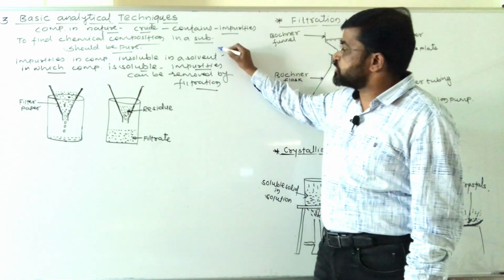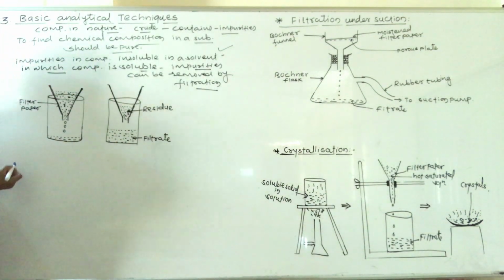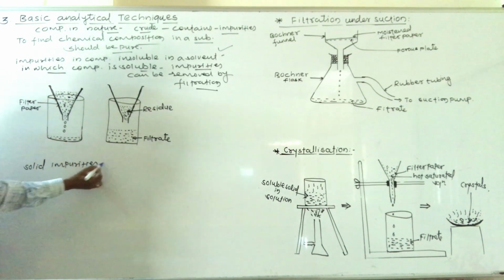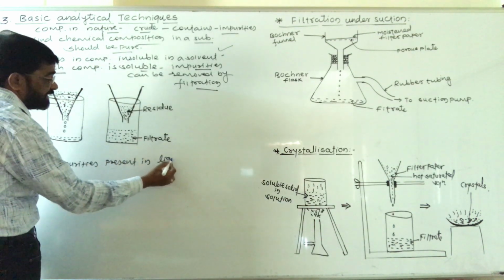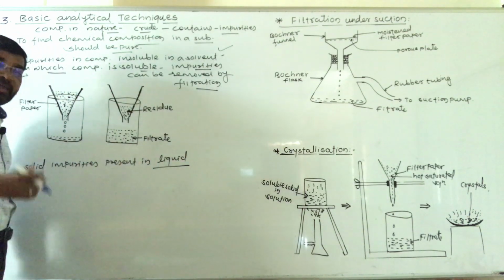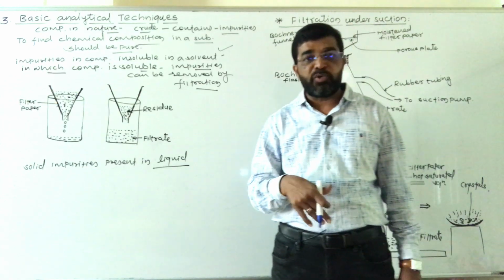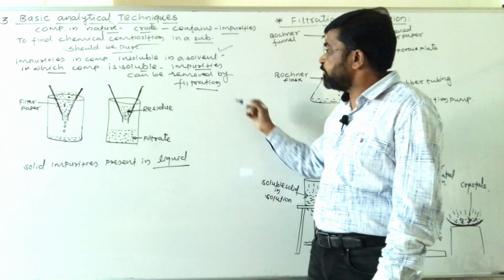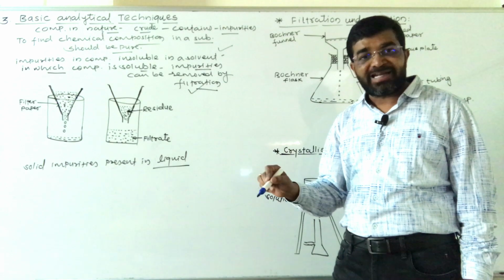Now here you have to consider it this way: the solid impurities are present in a liquid substance. One liquid has a solid present as an impurity and we have to remove it, we have to separate it. So how will you separate it? That is by the filtration process. So how will you do the filtration?